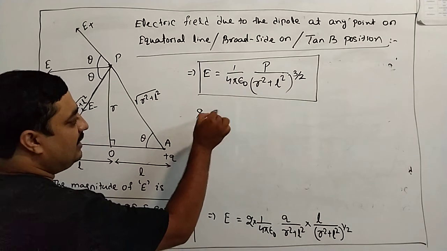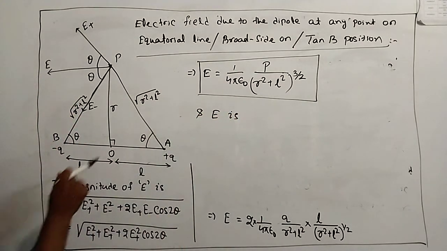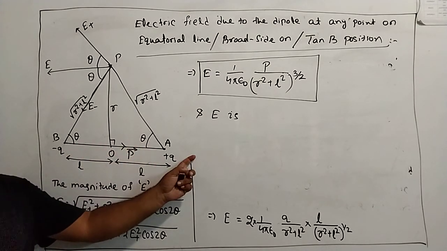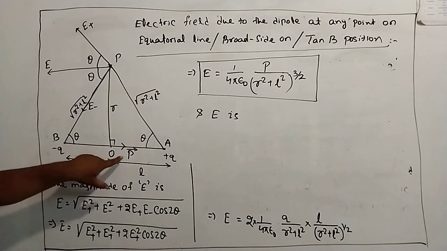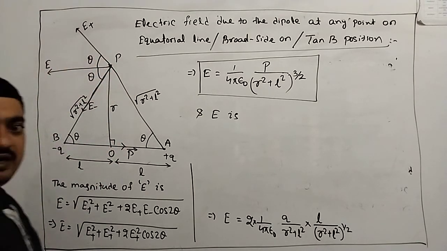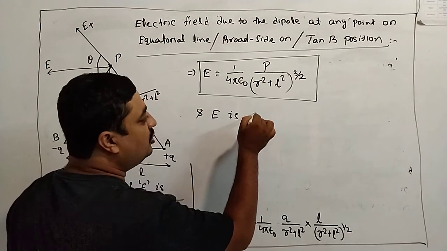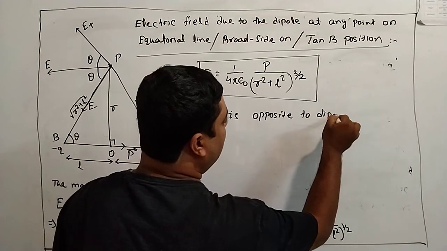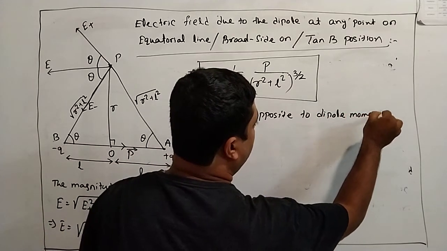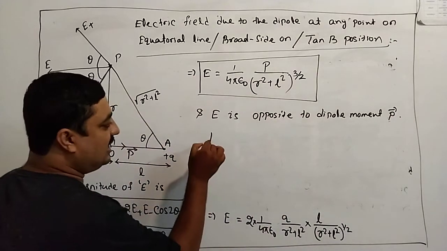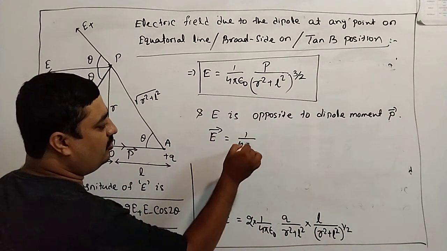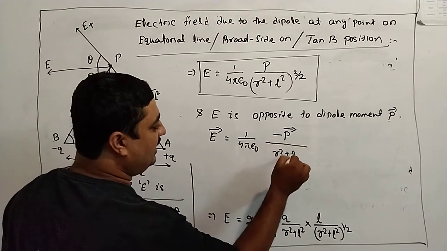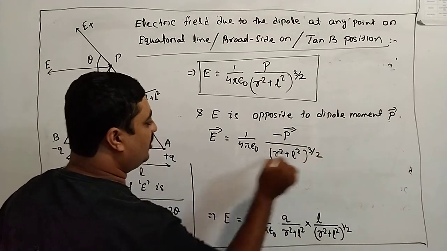And P is the dipole moment, which is from negative to positive charge, but E is opposite to the dipole moment because it is from positive to negative. So we can write in vector form as E equal to 1 by 4πε₀ minus P by (R² + L²) to the power 3 by 2.